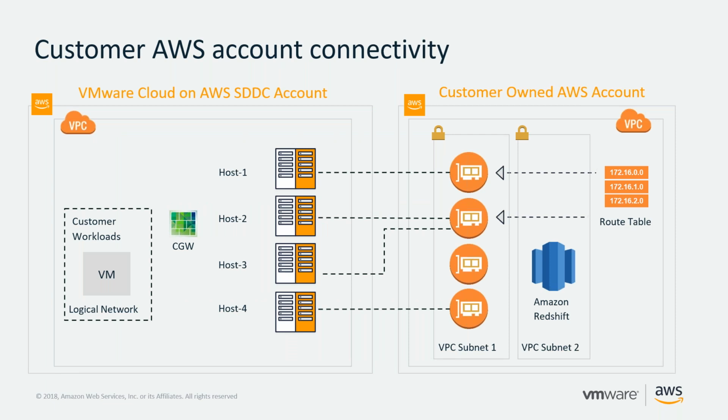So as far as customer AWS account connectivity, there are several ways to go about it, but one of the key things to keep in mind is with VMware Cloud on AWS, you do have that SDDC account that has its own VPC, and then also you do have the customer-owned AWS account.